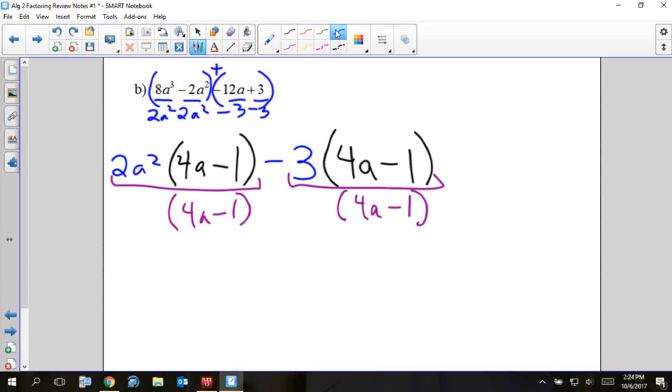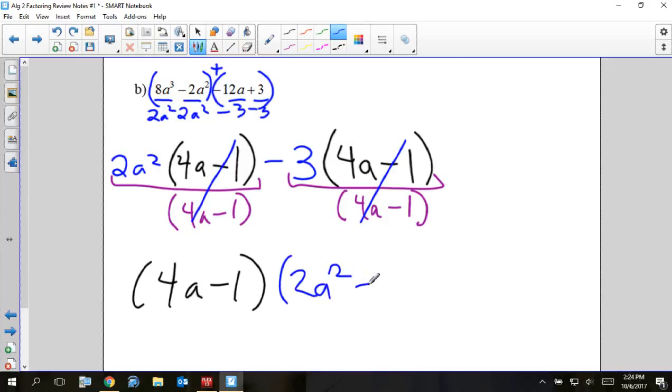So I divide it out. It goes in front, 4a minus 1. And those cancel. I'm dividing them out. What's left over is 2a squared minus 3. Yes. When you first started dividing out, you always do the opposite sign.